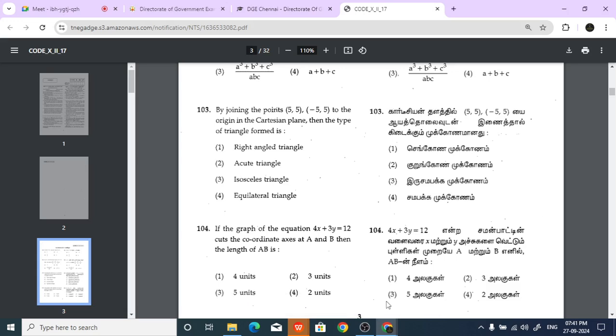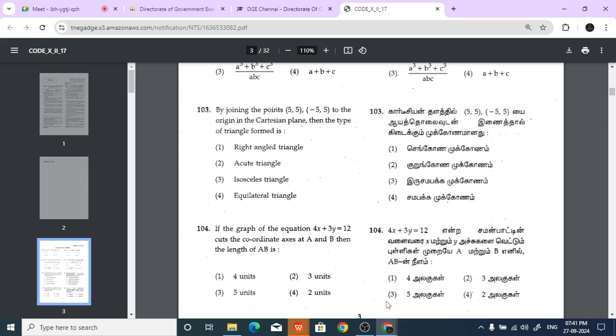It's an isosceles triangle. If you make a drawing on your piece of paper, (5, 5) comes in the first quadrant, (-5, 5) comes in the second quadrant, and you connect these two points and then the origin. So the other two sides are equal. So it's an isosceles triangle. Very good. Okay, go to question number 104.